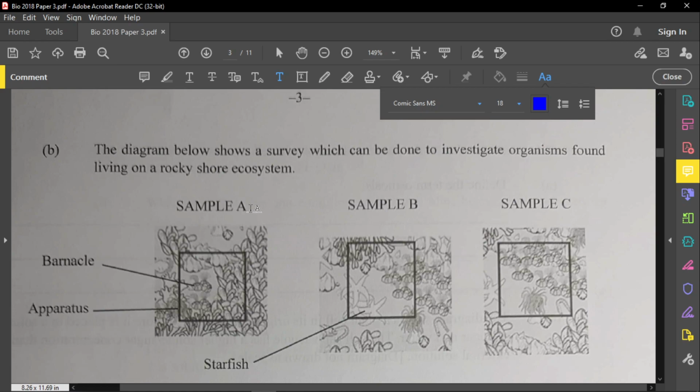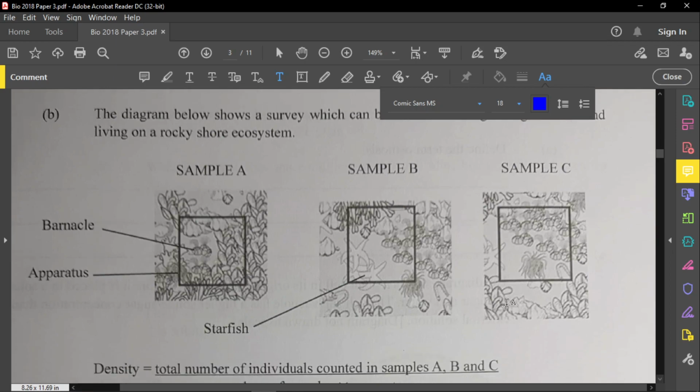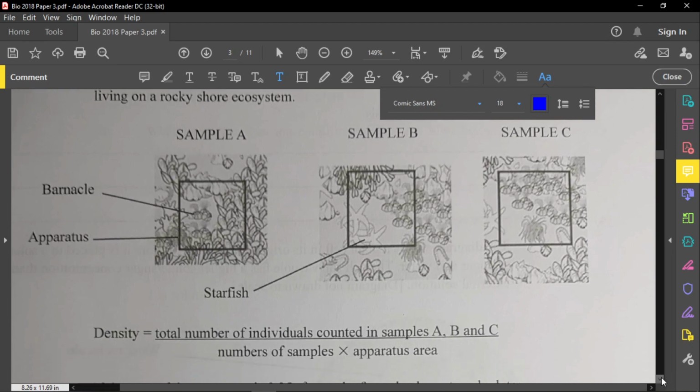So we have 3 samples: sample A, sample B, sample C. Now here, well, it's not asking us, but it's showing us that we have barnacles there, we have the apparatus, and we have starfish. So there are 2 highlighted organisms so far. We have other organisms. If you notice, you see a sea anemone right here, present right here. And we have some other things such as algae and all that, right? So we'll see exactly what they ask us.